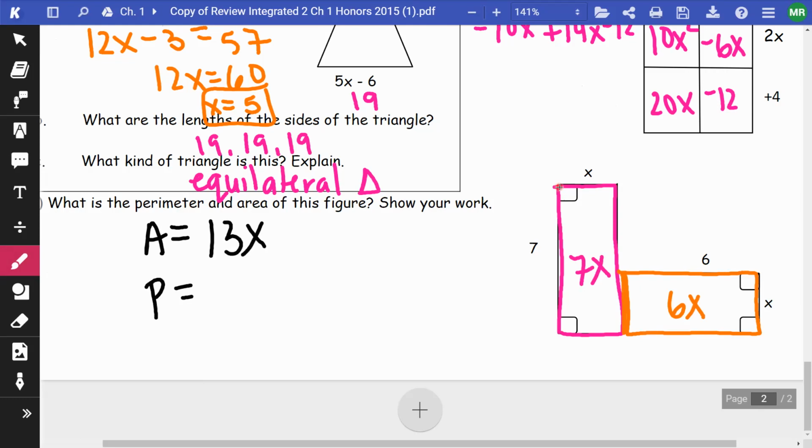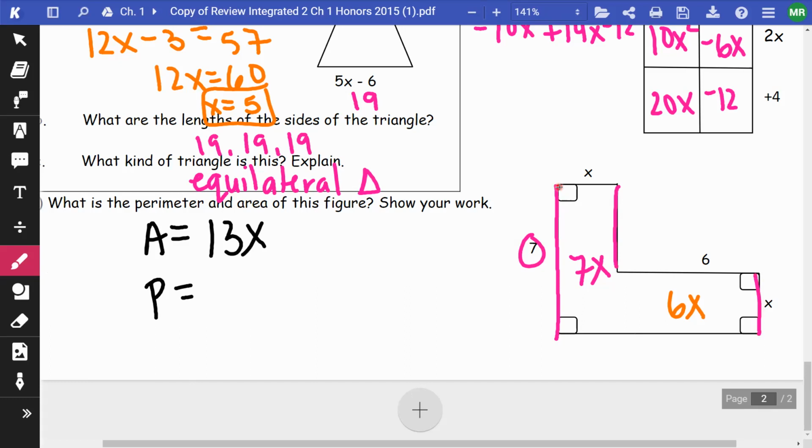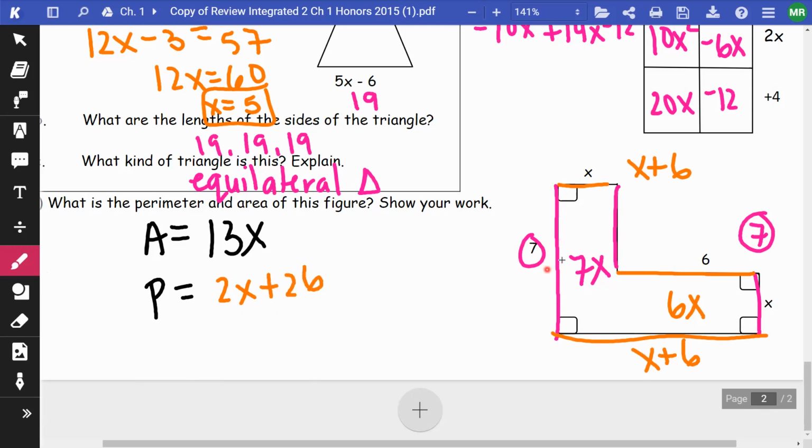Now my perimeter is going to be all the way around. On this side, I have a 7, and this is going to make a 7, so I have 14 so far. And then this is an x, this is a 6, so that's going to be an x plus 6, which means that this is going to be an x plus 6. I'm going to combine like terms. So x and x gets me 2x. 7 and 6 and 7 and 6, that's going to be a 13 and 13, which is a 26. And that's the end of this video.